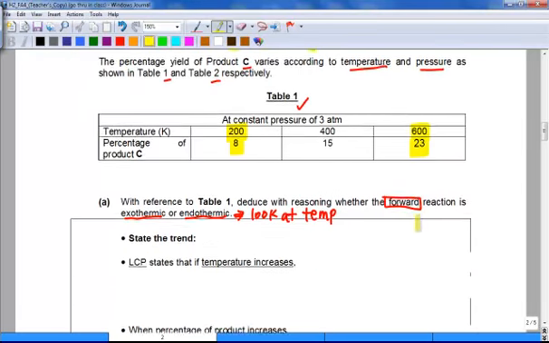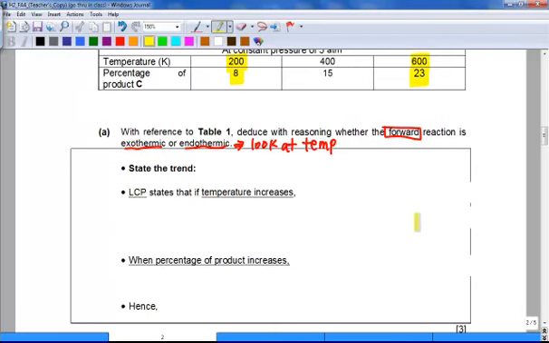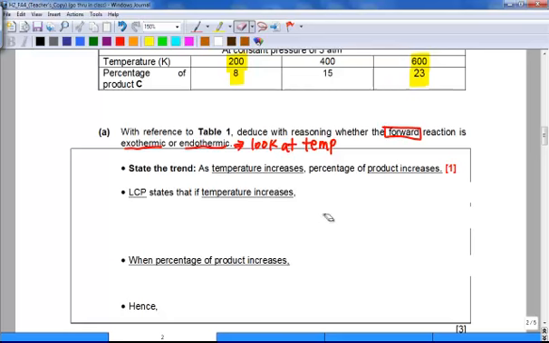So for this question, you can do it very systematically. Firstly, you just state the trend, okay? You need to state the trend to get 1 mark. So the trend is as temperature increases, percentage of product increases. That gives you your 1 mark.